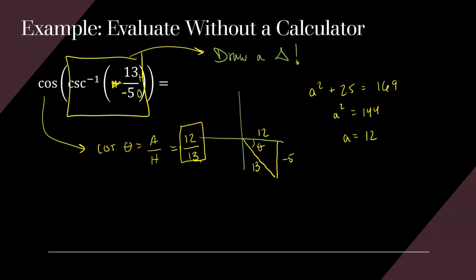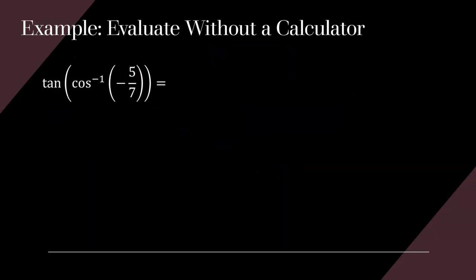Let's try another one. This one's right below the previous one in your notes, so let's try this one. So we have the tangent of the inverse cosine of negative 5/7. So again, negative 5/7, it's not on my unit circle. So I'm going to use this information to create my triangle.